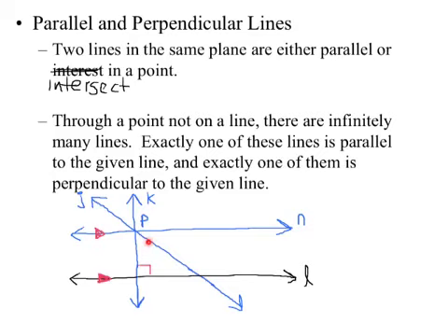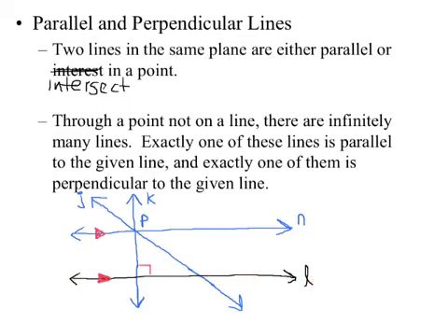The first one says that through point P, I have exactly one line parallel to line L. That's the first point. And through point P, I have exactly one line perpendicular to line L. Only one.